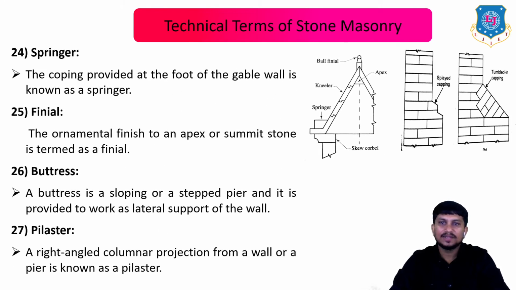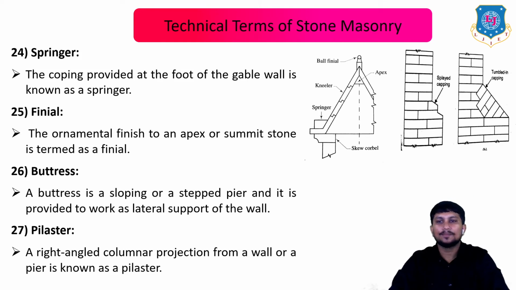Next is springer. The coping provided at the foot of gable wall is known as springer. You can clearly see springer in this figure. Next is finial. The ornamental finish to an apex or summit stone is termed as finial. Okay, you can clearly see ball finial in this figure.